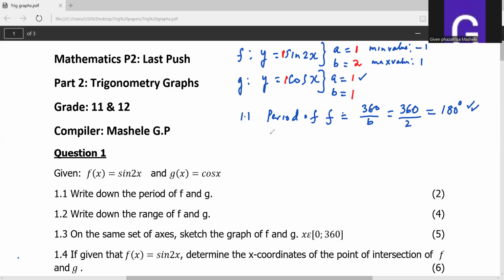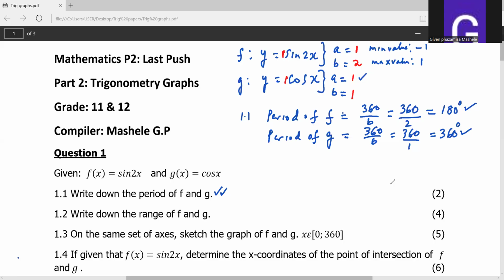Then what would be the period of g? The same applies: it will be 360 divided by the B factor. The B factor is 1, which means this one completes a full cycle after 360 degrees. So we have answered the first question. The periods are 180 and 360 degrees for f and g respectively. So we now know the period of the functions.